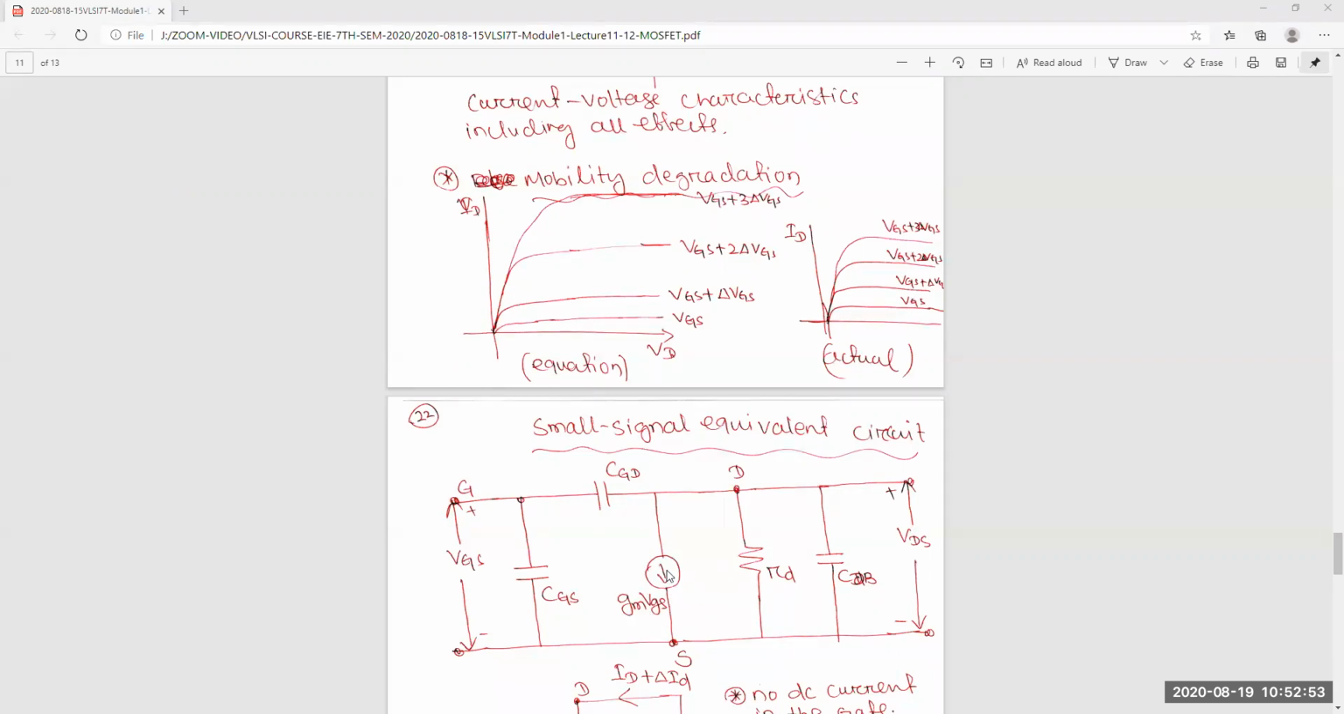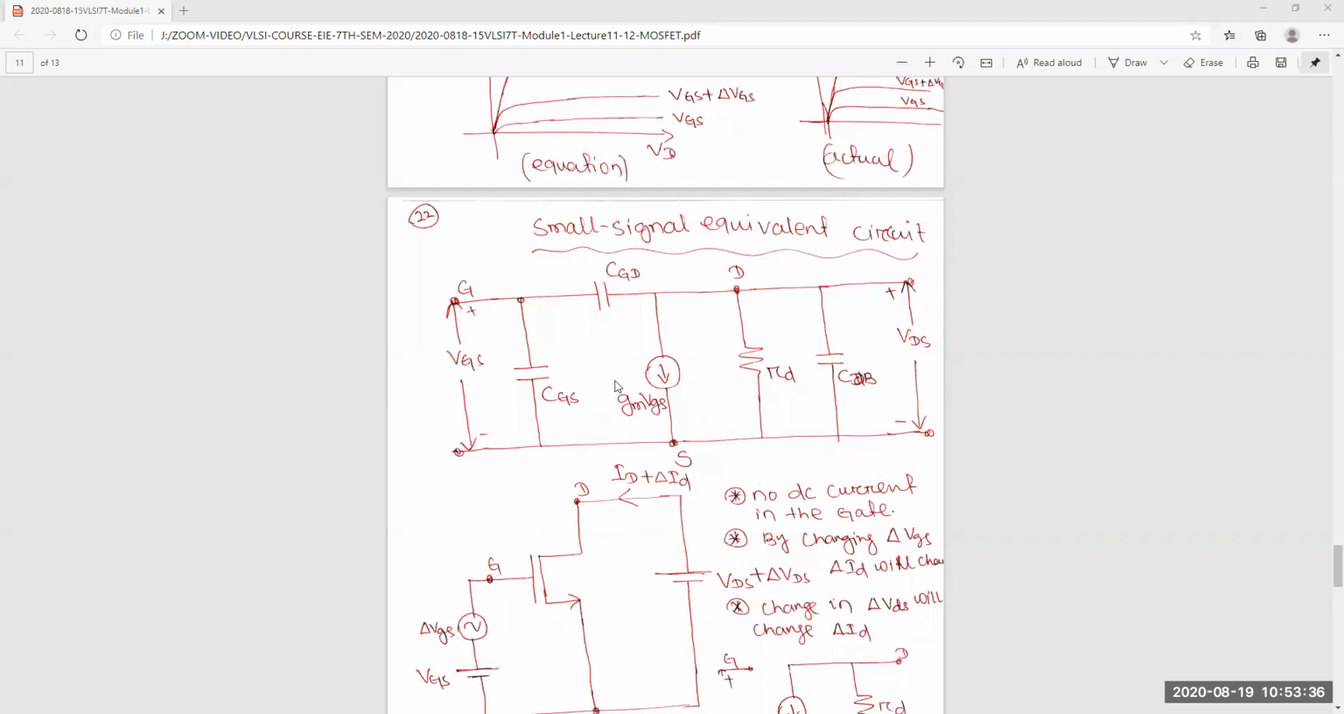Similarly, other capacitances will come: the gate to drain capacitance, RD, the output resistance, and CGS, the gate to source capacitance. And here CDB, the drain to bulk capacitance. So this is the complete picture of a small signal equivalent circuit of a MOSFET. How one by one these are coming, we will discuss that. So this is the clear picture.